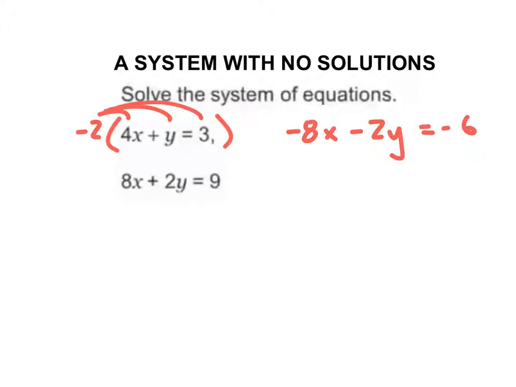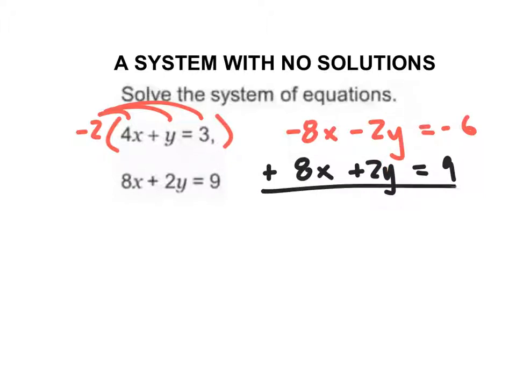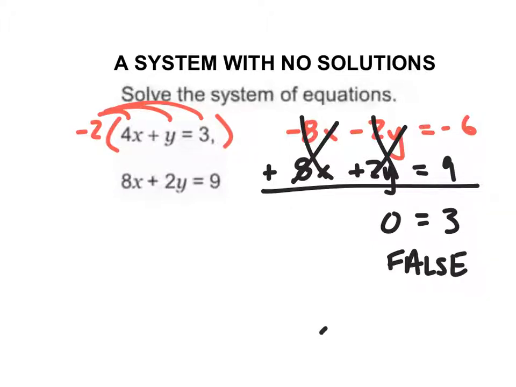Now, I'm going to rewrite my bottom equation, which is simply just 8x plus 2y equals 9. Notice what's happened here. Notice that I have opposite coefficients for my x and opposite coefficients for my y term. So what I'm going to do is add these together, and the x's are going to cancel out and my y's are going to cancel out. So I just get 0. Over here, negative 6 plus 9 is going to give me 3. So 0 equals 3. That is a false statement, so that means we have no solution.